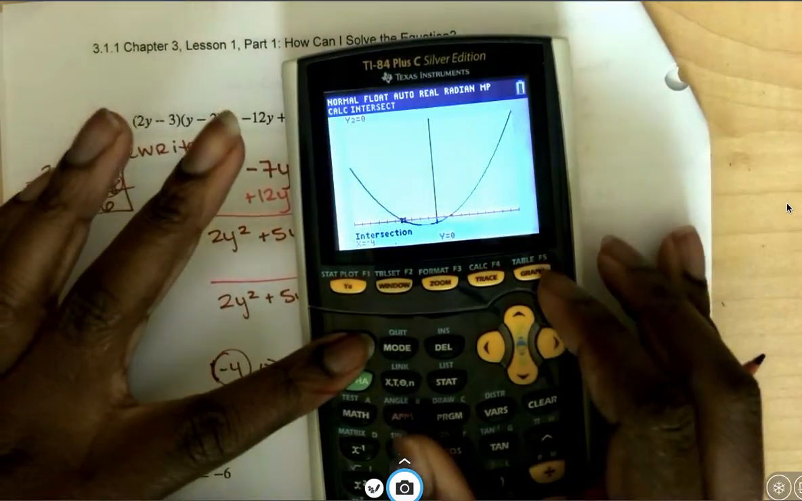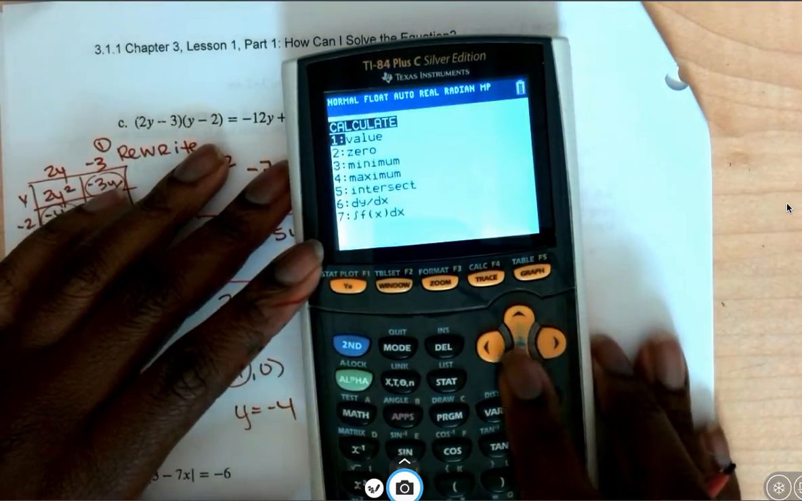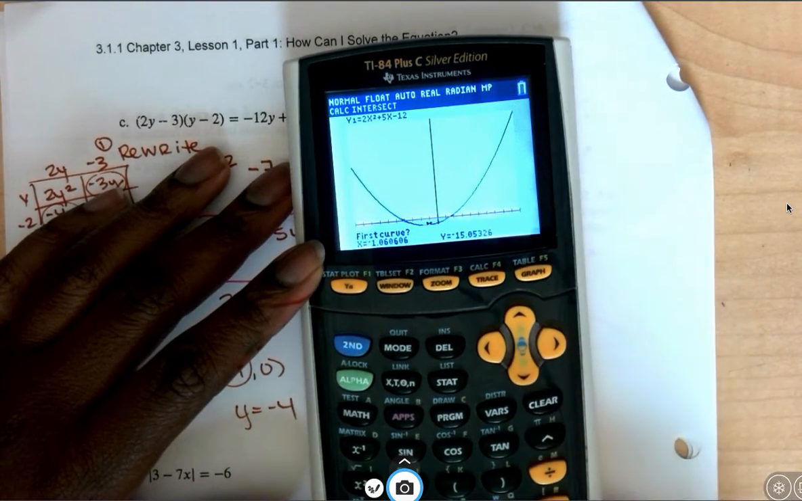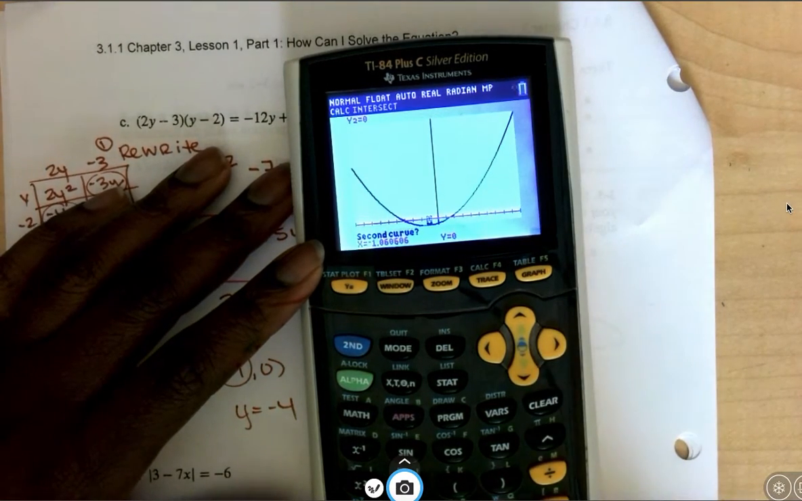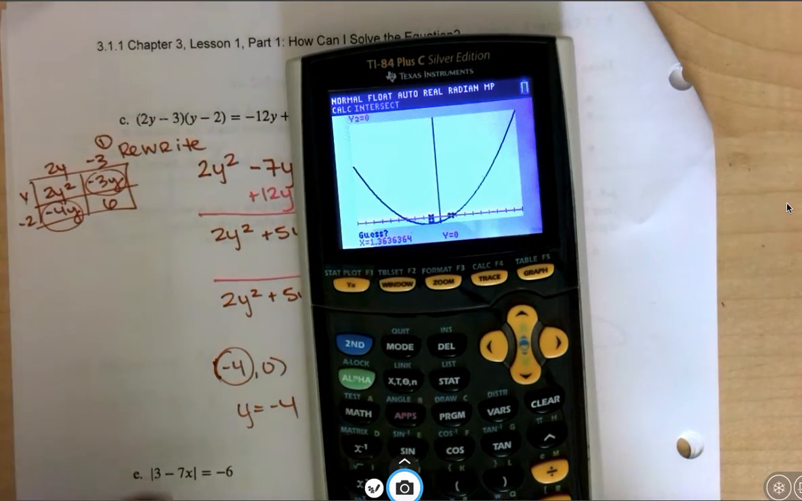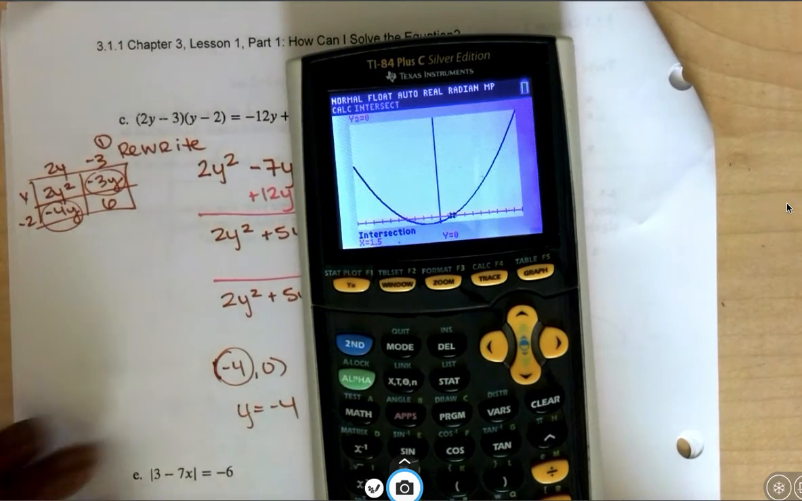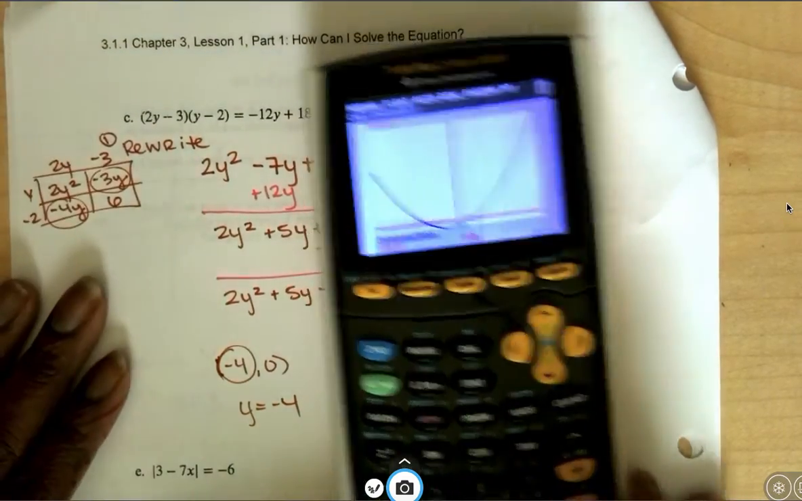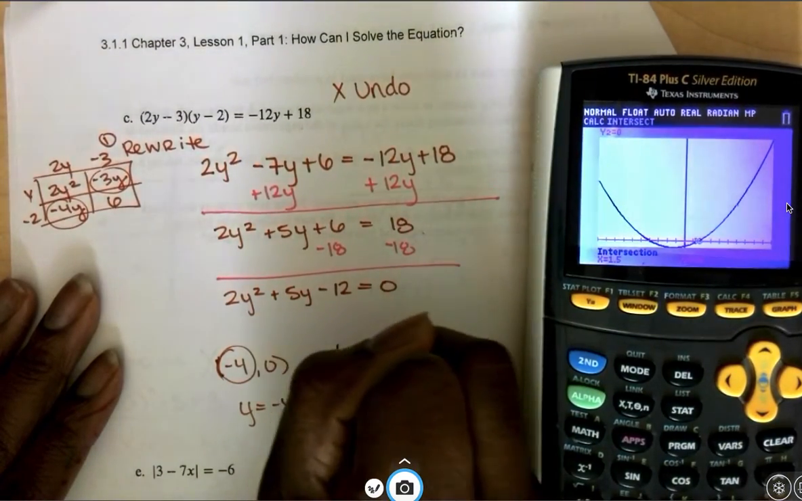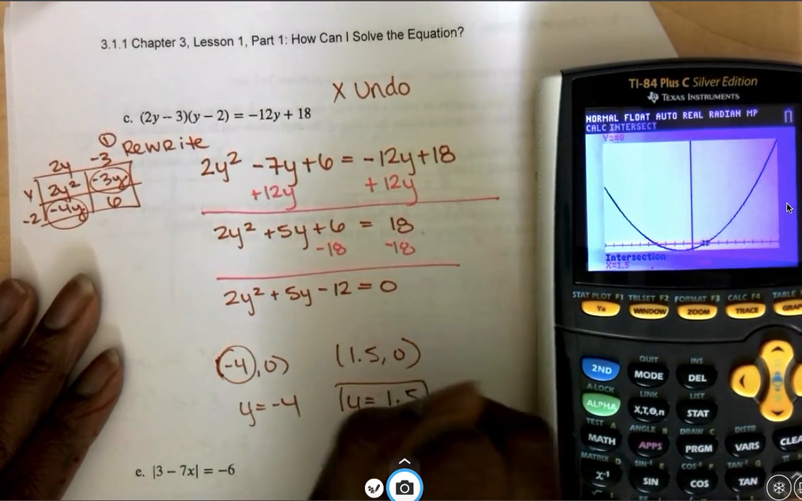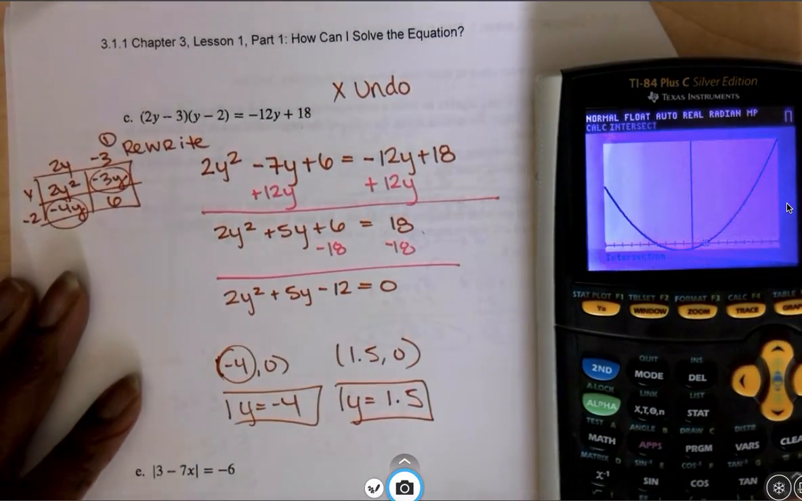Let's do that one more time. I'm going to press second, calc, go down to intersect, show them my first curve is the one in blue, my second curve is the one in red. Now you want to go over and give them a good guess. Because we have two answers, you want to be precise of which one you want them to give you. My next one is at positive 1.5, comma 0. Is when your y value is equal to positive 1.5. So that is the trick that's been sitting in there the entire time.